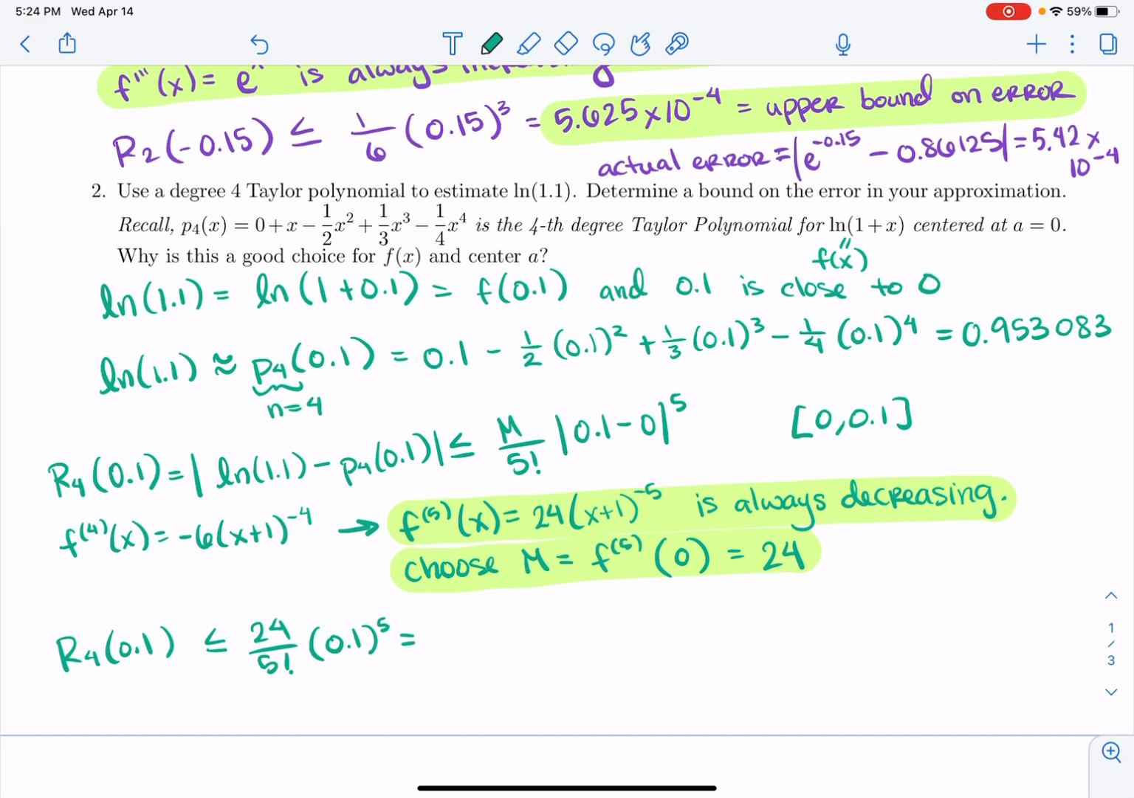Okay, so I get that this is equal to 2 times 10 to the minus 6. Oh, that makes sense. 24 is actually equal to 4 times 3 times 2, which is 4 factorial. So I'm just left with 0.1 to the 5th divided by 5. All right, so there is my error bound.